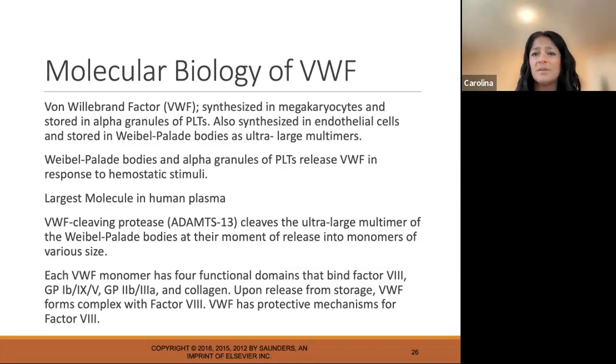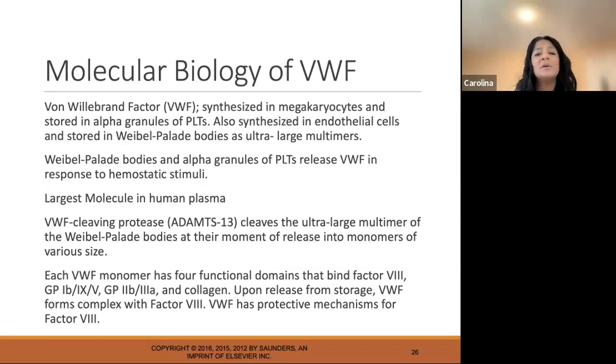So where do we store this? We know von Willebrand factor is synthesized in the endothelial cells, in the endoplasmic reticulum, and it is stored in their cytoplasmic Weibel-Palade bodies. That's where they store it. It's also synthesized in the megakaryocyte and stored in the alpha granules of the platelet. We talked about that at the very beginning of platelets, right? The Weibel-Palade bodies and the alpha granules release von Willebrand factor in response to a variety of hemostatic and inflammatory stimuli.